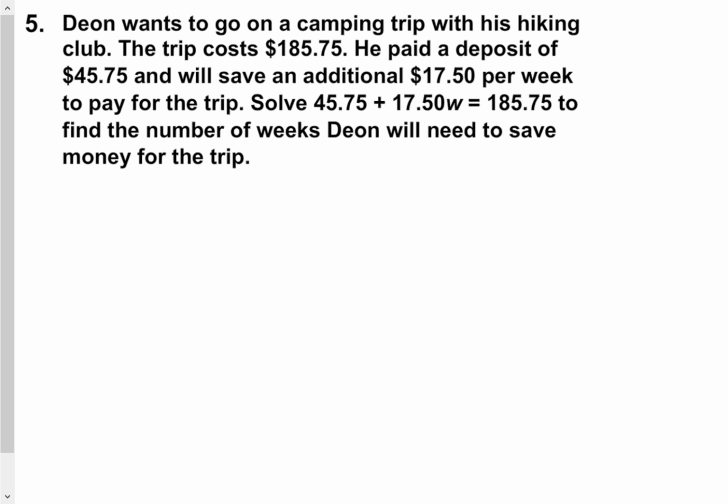Okay. Here are our real life examples. Dion wants to go on a camping trip with his hiking club. The trip costs $185.75. He paid a deposit of $45.75 and will save an additional $17.50 per week to pay for the trip. Solve 45.75 plus 17.50 times w equals 185.75 to find the number of weeks Dion will need to save the money for the trip. All right, so let's start off with our equation.